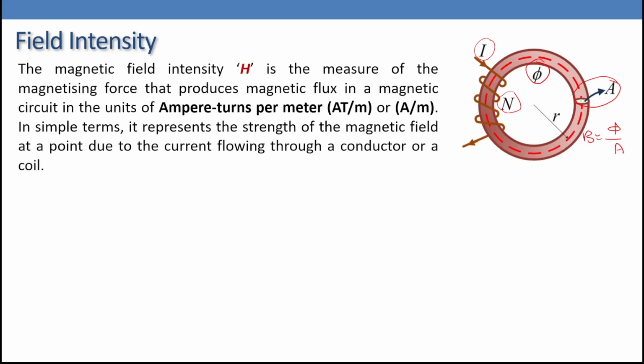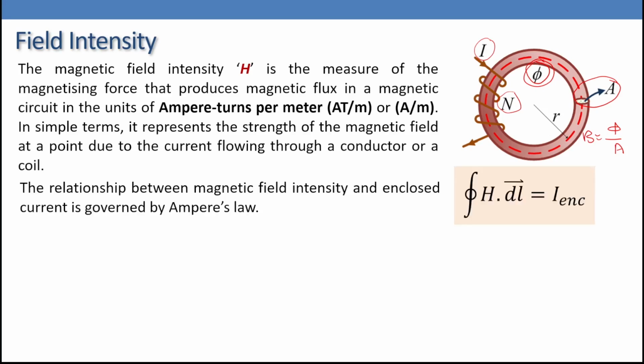What is field intensity? The magnetic field intensity, which has a symbol H, is the measure of the magnetizing force that produces the magnetic flux phi here. And it has a unit, ampere turn per meter, or we can write it as ampere per meter. So simply it represents the strength of a magnetic field at a point due to the current flowing through a conductor or a coil. So what is the relation between H and I?